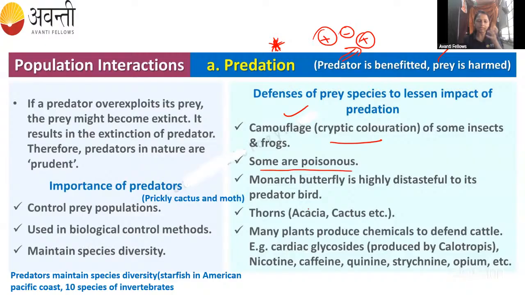Okay, or cryptic coloration, it will change the color suddenly. For example, when the predator comes to eat it, it will change the color suddenly to red or some different color. What will happen? The predator will think that it is not going to be eaten, then it will just leave that prey.